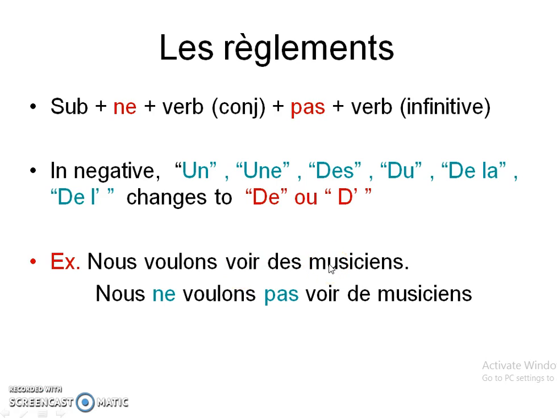We wish to see musicians. To make it negative, I place ne before the conjugated verb, pas after the conjugated verb, and des changing to de as mentioned above. Nous ne voulons pas voir de musiciens.